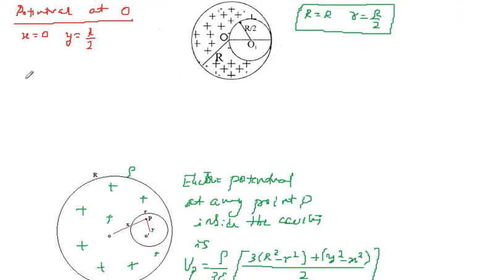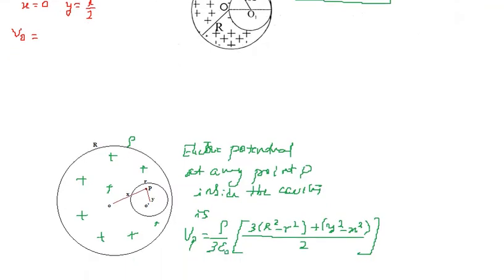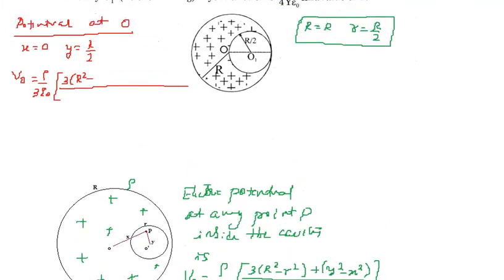Okay, so this is the situation we have here. Now the electric potential at O is equal to, in this equation I need to modify, rho divided by 3 epsilon O, and inside the bracket I must be careful. 3 R square itself is R square minus, when I replace small letter r by R by 2, that becomes R square divided by 4, plus what is y?